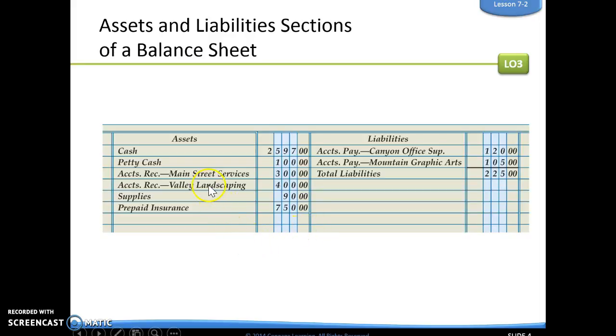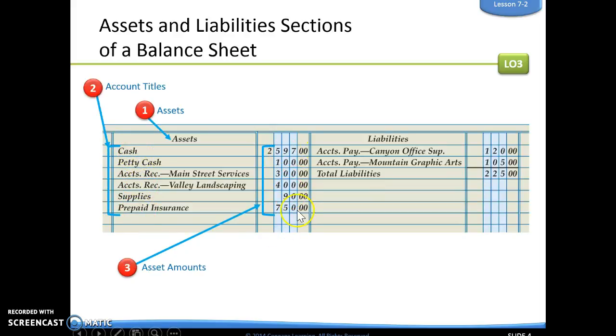Notice how it is set up. We have our assets and our liabilities just like the accounting equation. Assets are on the left, liabilities are on the right. So assets, the heading is going to be in the middle here. And then we're going to list all of our asset accounts over here, and then we're going to list our balances of those asset accounts. Liabilities, our heading is going to be in the middle. We're going to list our liability accounts, and then we're going to put the amounts of those liabilities. Notice here we have our total of our liabilities, and we've simply added those two accounts together to get our total liabilities.